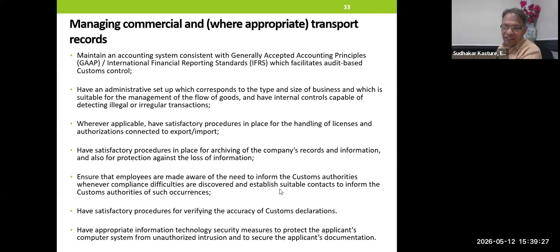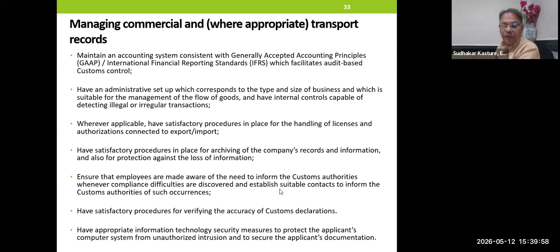So you must have proper compliances related to all authorizations issued in respect of export or import, advance authorization, EPCG authorization, EU compliance, whatever is needed, that you will have to follow. Satisfactory procedure in place for archiving of company records. How do you keep it in soft copy, how do you store it, what is the protection for the period.